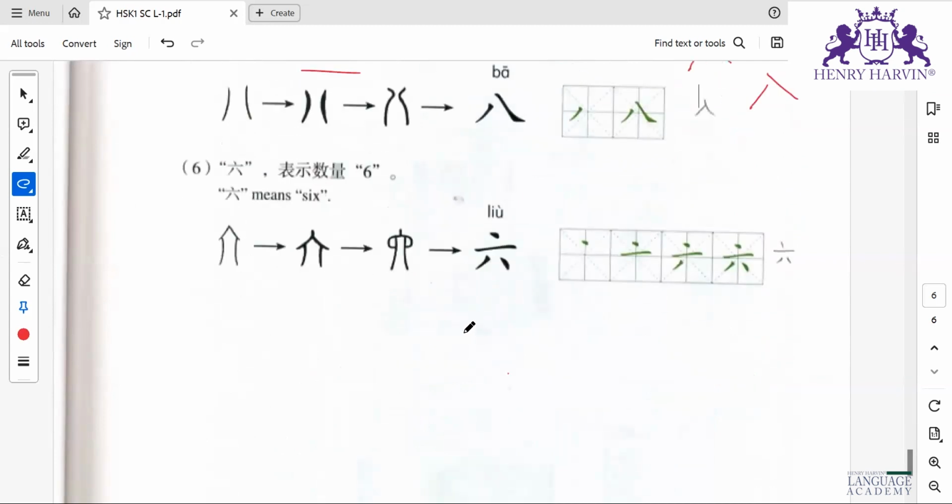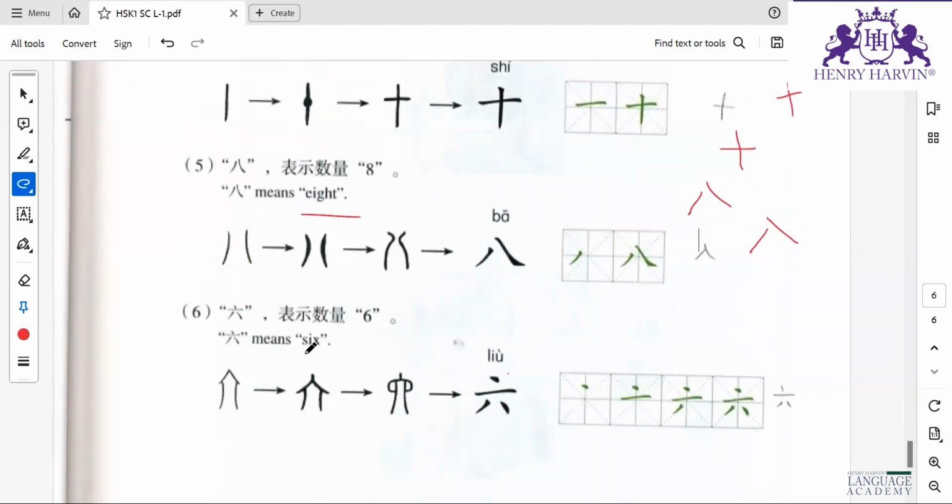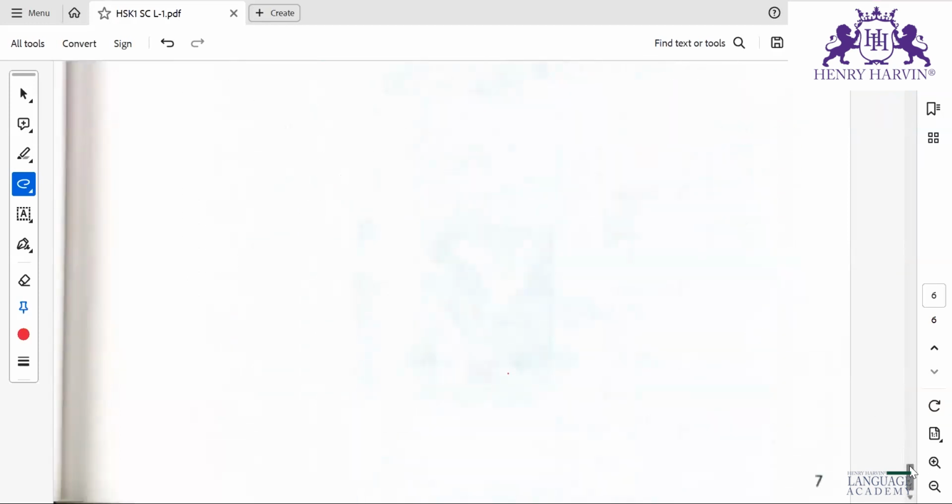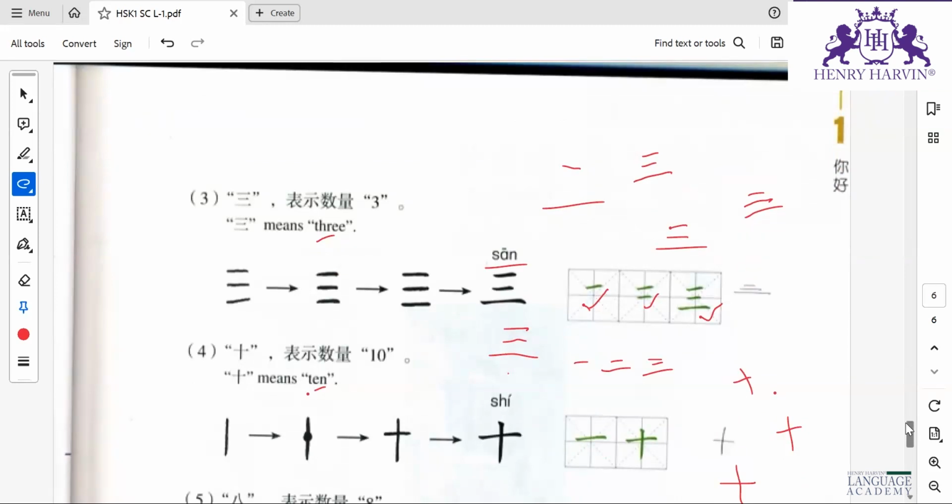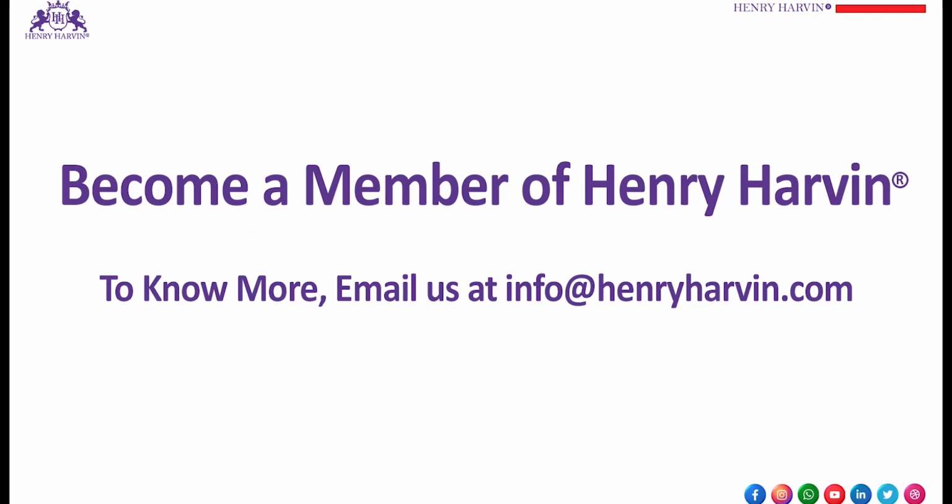Then the last example is number 6, which is Liu. How many strokes does Liu have? 1, 2, 3, 4. Four strokes. And the order is first this, then this, then this, then this. Okay. So this was everything about the strokes and the stroke orders.